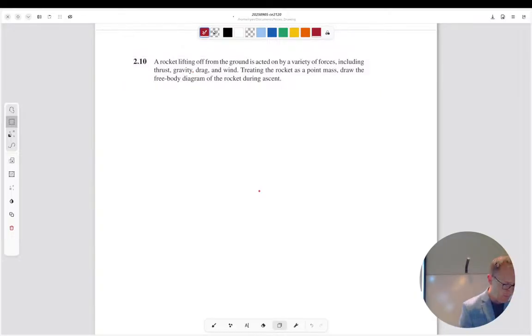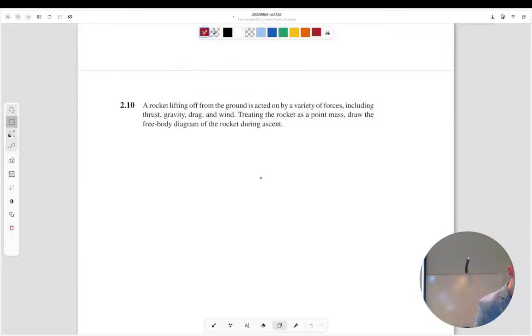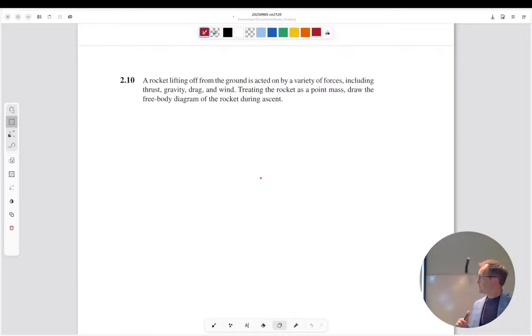All right, now we have a rocket. It's lifting off the ground. We want to include thrust, gravity, drag, and wind, and treat the rocket as a point mass. Draw a free body diagram of the rocket during the ascent.